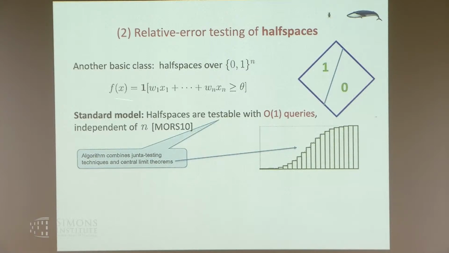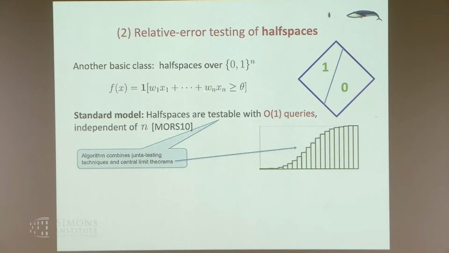This has been studied in the standard model, and it turns out that in the standard model, constantly many queries are sufficient to test whether your function is a half space. You don't need any dependence on the dimension. And very, very hazily, the way this works is it combines techniques from Junta testing with central limit theorems. You might say, why are central limit theorems in the picture?